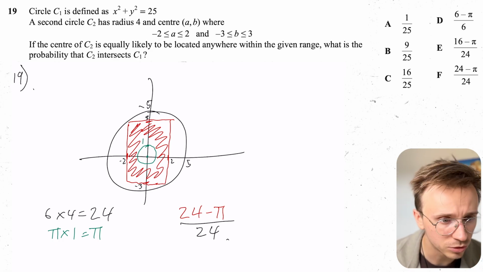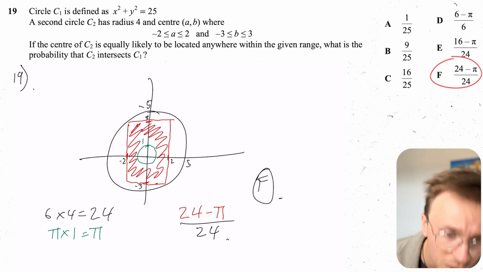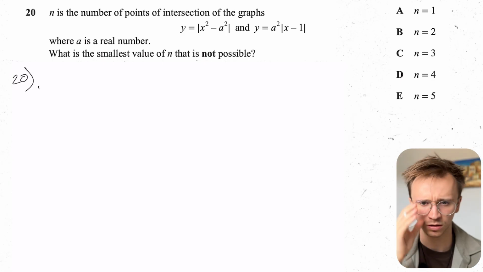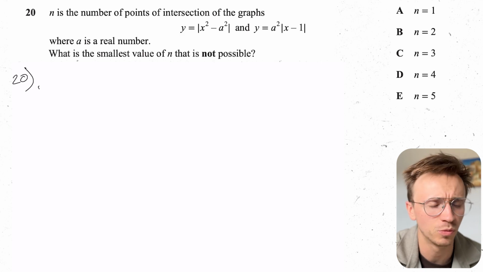And is that an option? They say it's an option. F. Nice. 20. Okay. Last one, then we need to go back and fix all the other ones.